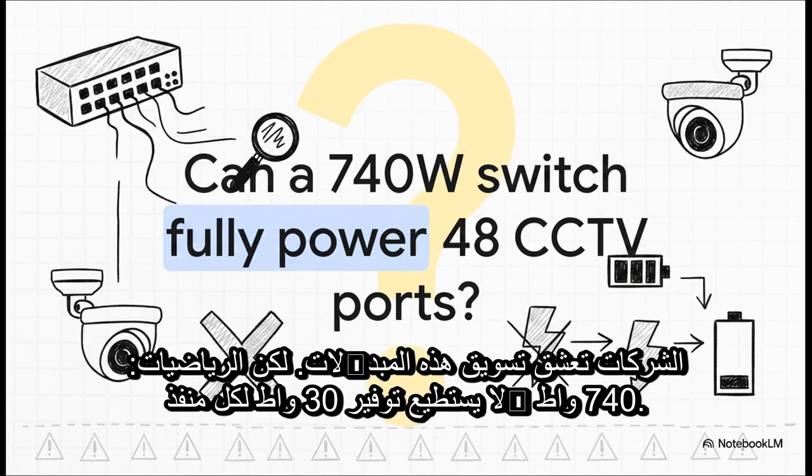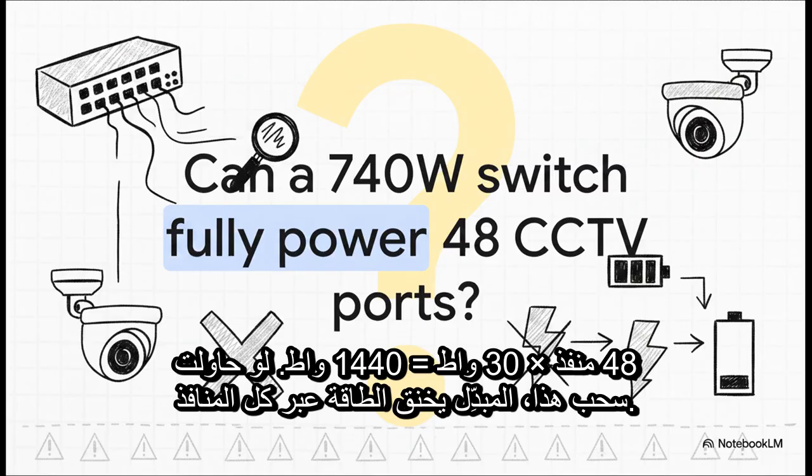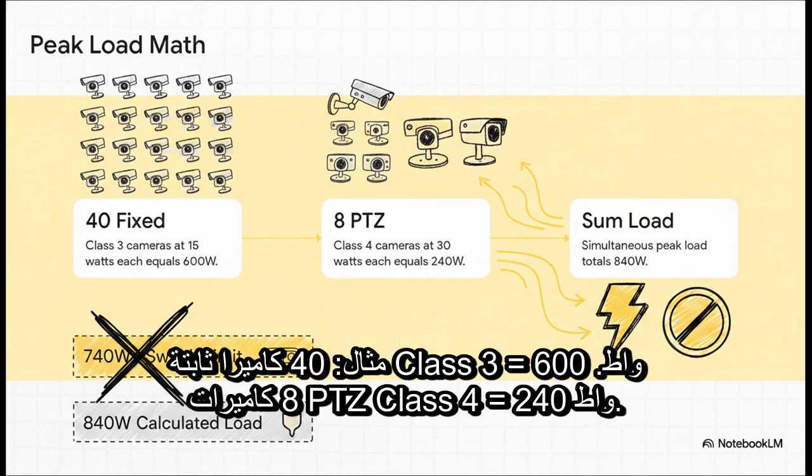Manufacturers absolutely love marketing these switches, but if you do the math, a 740-watt budget physically cannot deliver 30 watts to every single port. Think about it. 48 ports times 30 watts is 1440 watts. If you actually try to pull that, the switch is going to aggressively throttle power across the board.